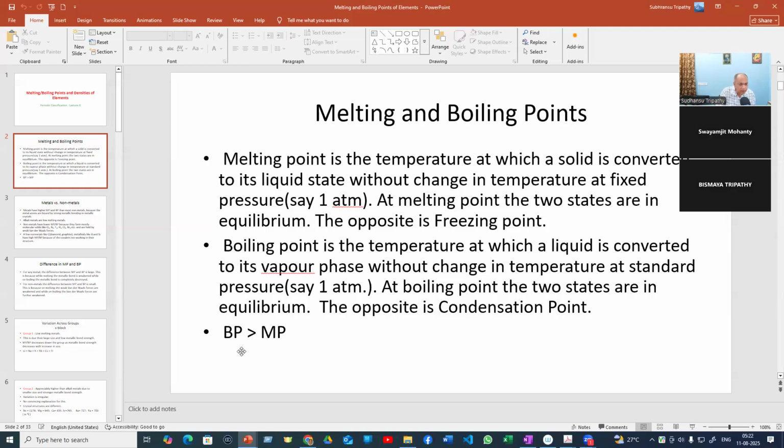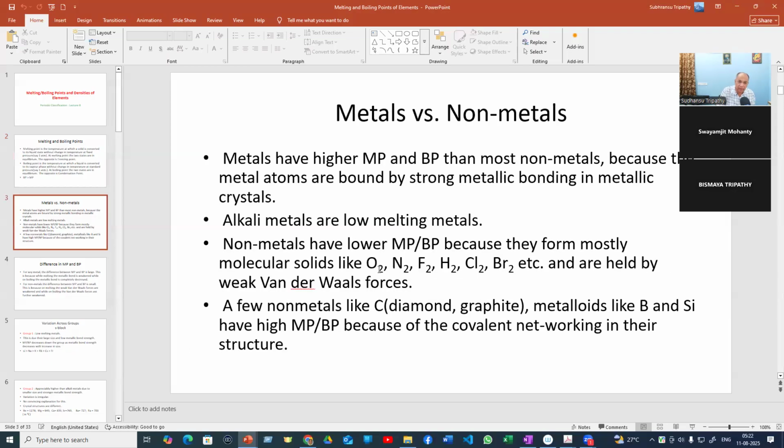So the boiling point of any substance is greater than melting point. We are talking about elements, not compounds. Now, metals definitely have a higher melting point, boiling point than non-metals. Non-metals are usually gases or liquids. Very few are liquids like bromine. Others are gases. And some of them are soft, low melting solids like phosphorus. Like the hero among them is sulfur, iodine. They are non-metals, but they are solids, but low melting solids.